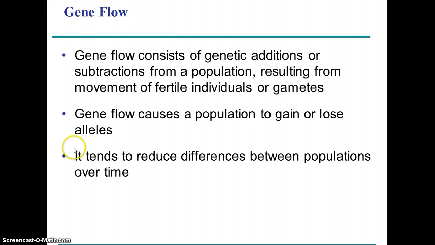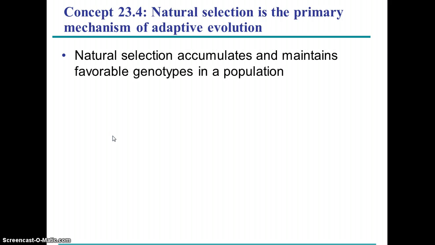With enough gene flow, as you can imagine, populations tend to become less differentiated over time because their genotype and allele frequencies tend to become very similar with, again, enough migration.